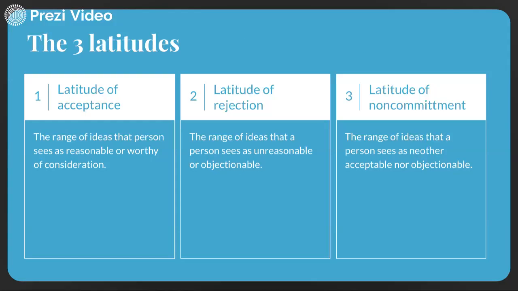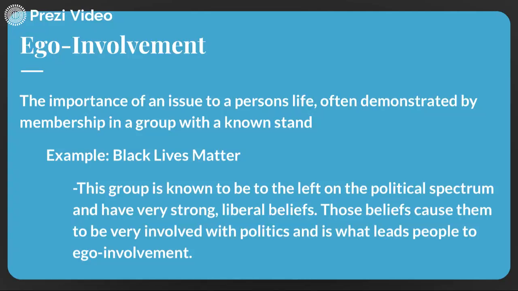Another very important aspect of social judgment theory are the three latitudes. The first latitude is latitude of acceptance, which is the range of ideas that a person sees as reasonable or worthy of consideration. The second latitude is latitude of rejection, which is the range of ideas that a person sees as completely unreasonable or completely objectionable. And the third latitude is the latitude of non-commitment, which is the range of ideas that a person sees as neither acceptable or objectionable.